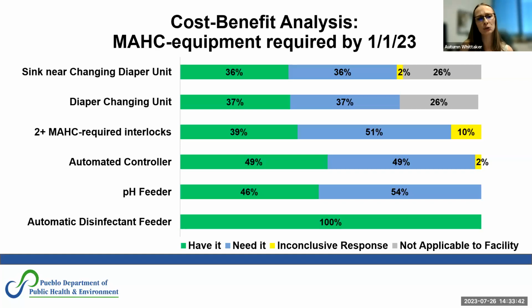And then when we get to the 2+ MAC required interlocks, that's where we got more mixed responses. About 39% of our facilities say that they have those interlocks, 51% said they don't, and then 10% were inconclusive. One of those responses was the individual said, I have 0 of these interlocks, but I also have 3 at the same time. So it didn't really make sense to us. So that's one thing. We wish we'd have had more time to go back and ask more questions.